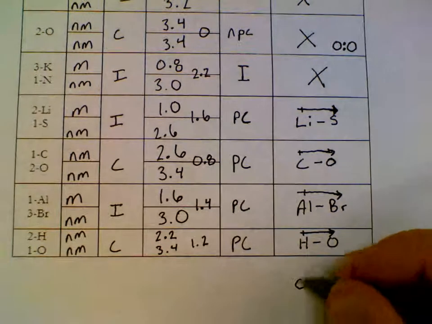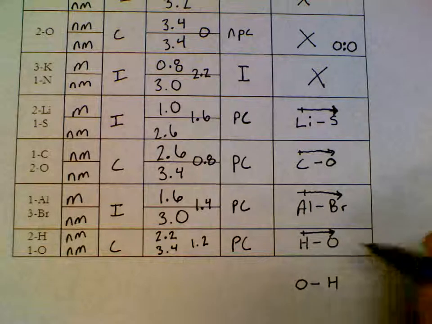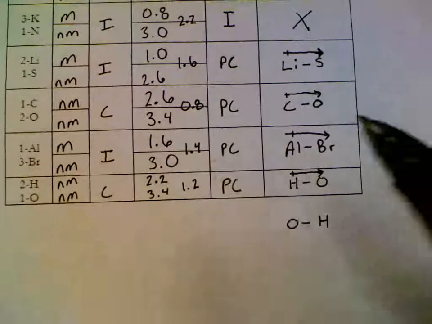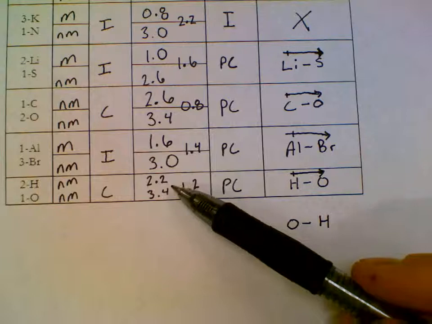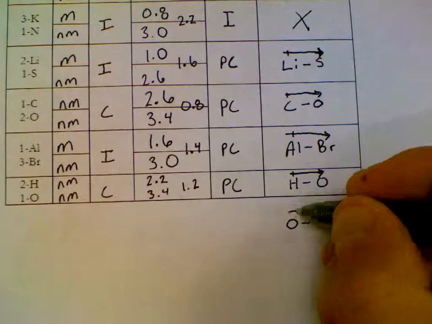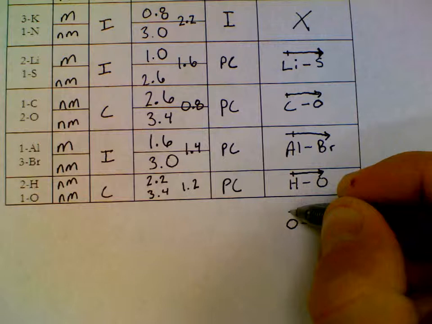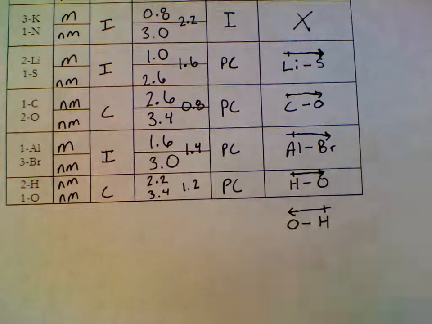You can also draw this the other way, and if you follow the directions of whichever atom has a larger electronegativity value, 3.4, that's negative, positive, point your electrons towards the larger EN value. And that's the answer key for bonds and dipoles.